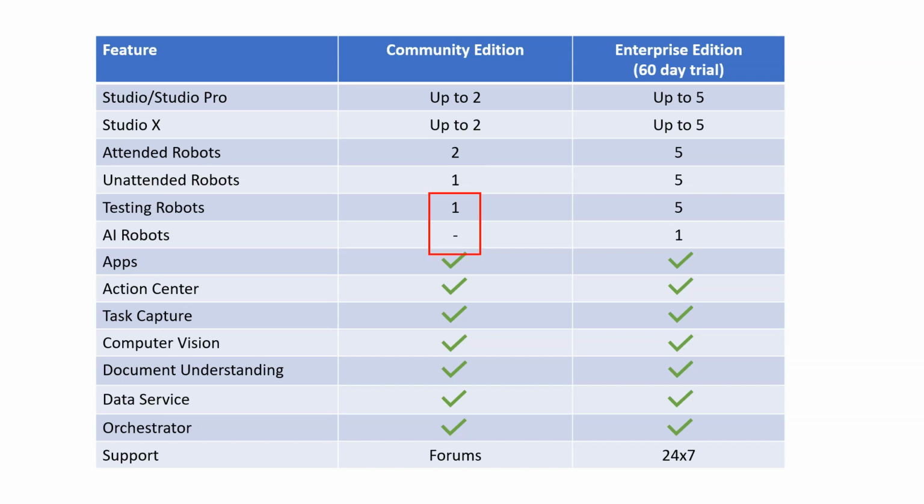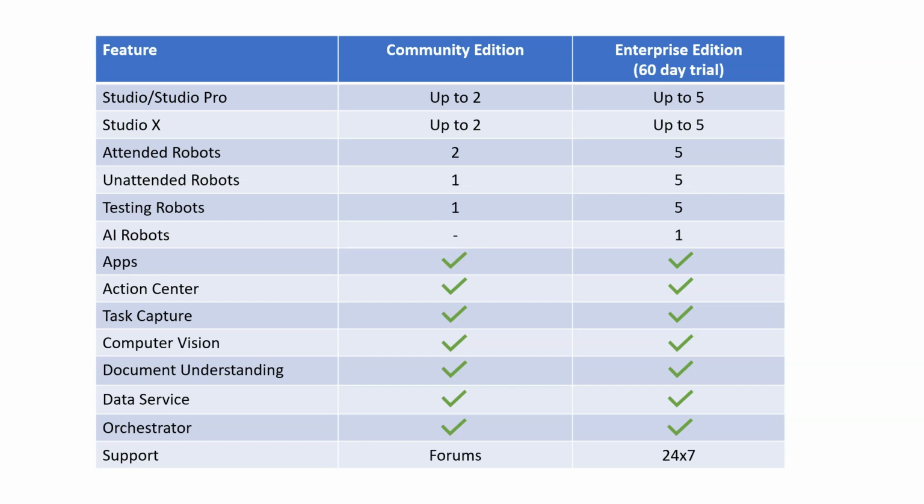You also get one testing robot if you want to develop test cases in UiPath Studio, but you do not get an AI robot. AI robots are used for the machine learning features in UiPath, such as training and using machine learning models. And you do not get that with the Community Edition. I would say you can do without those for quite a while, but if you need machine learning, you do need to get an enterprise license.